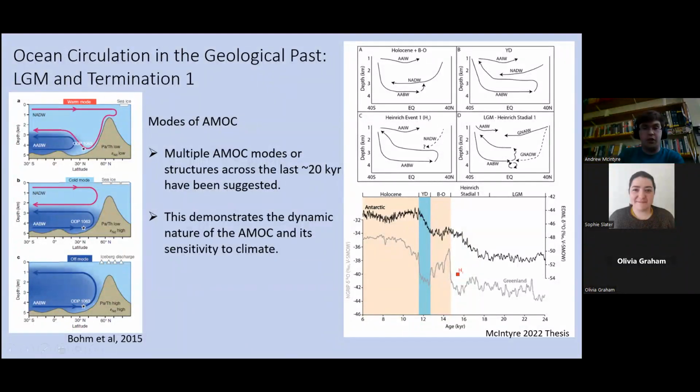So, for example, during the Holocene and the Bolling-Allerod interval, where the climate was relatively warm, we had this modern-like AMOC structure. Whereas during intervals such as the Younger Dryas and the last glacial maximum itself, we had a slightly different, colder mode of circulation, where the northern source waters shoaled to more intermediate depths, whereas the Antarctic bottom waters dominated the abyss. And the main thing I want you to take away from this is that the AMOC is a dynamic feature, and it is very sensitive to the background climate.